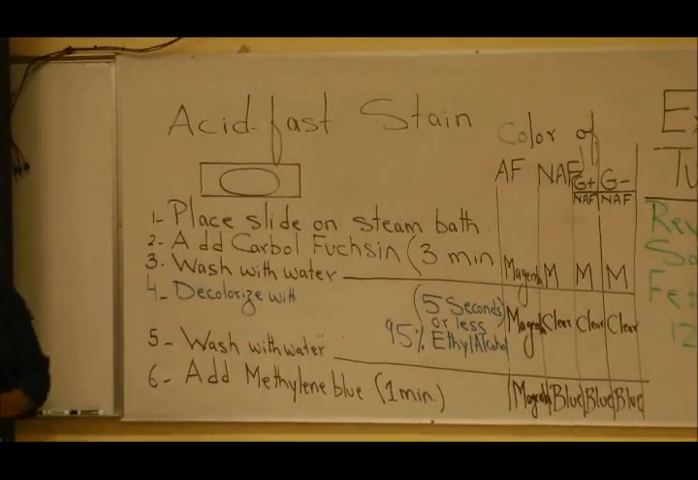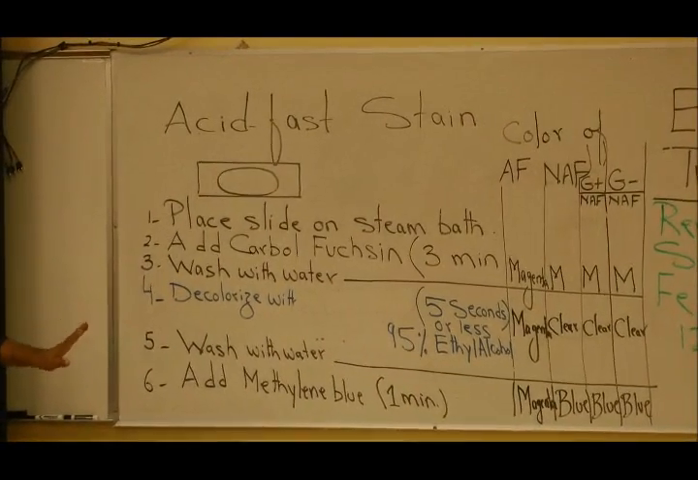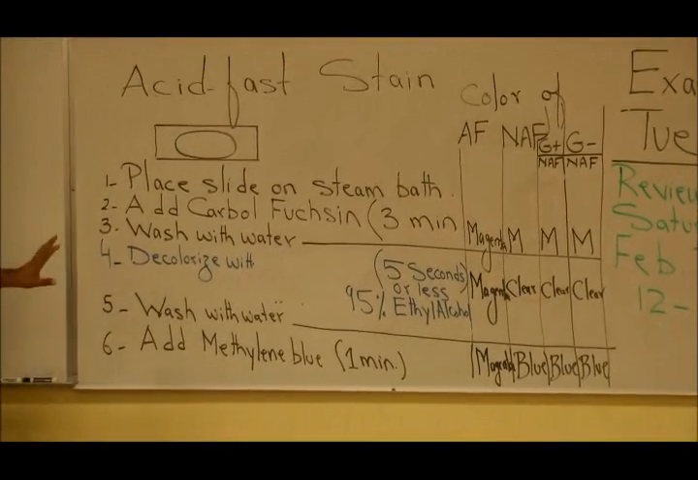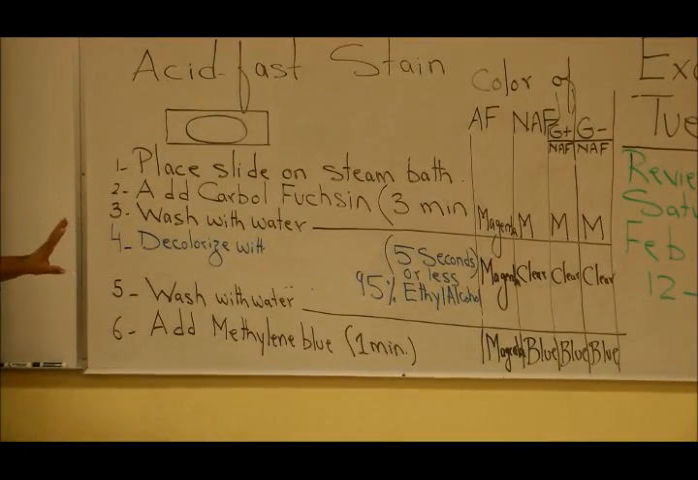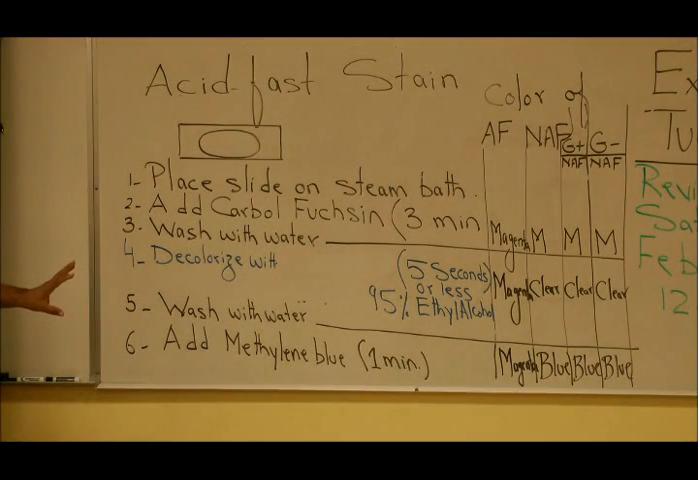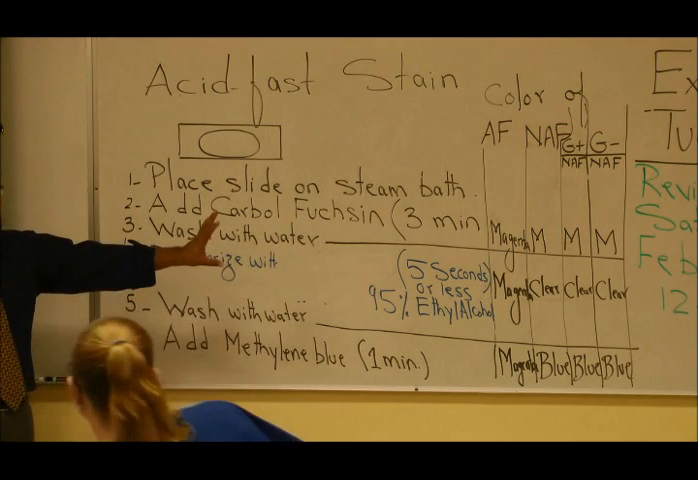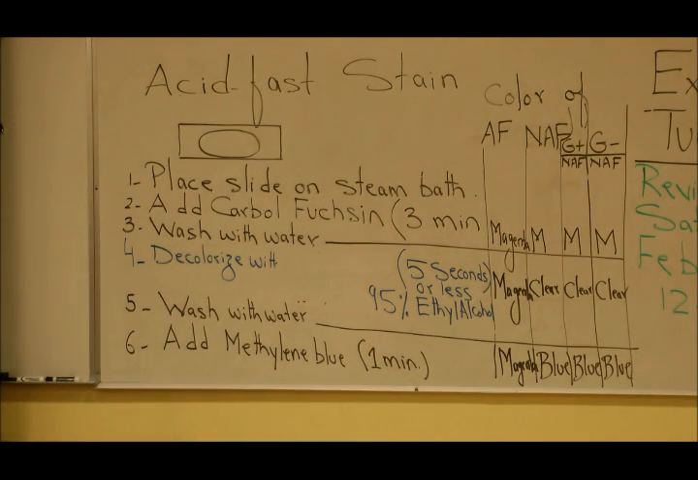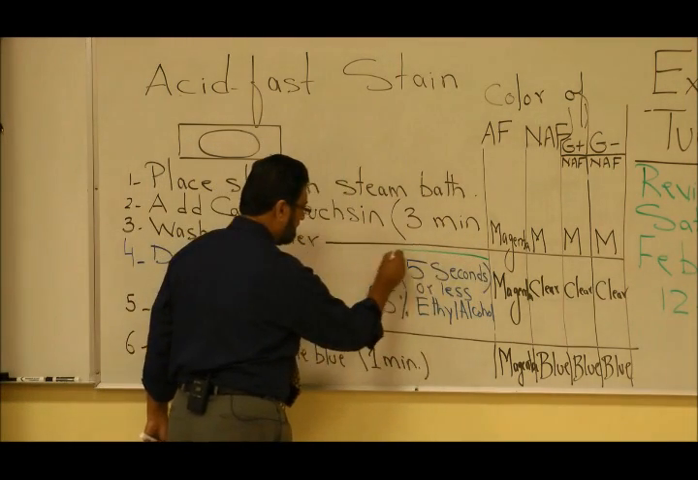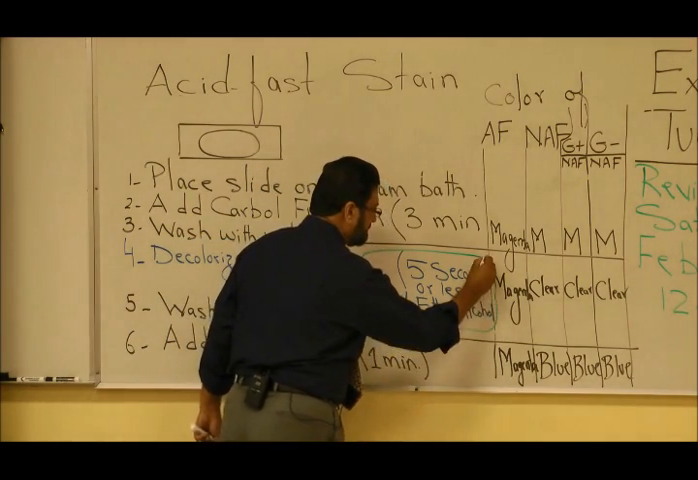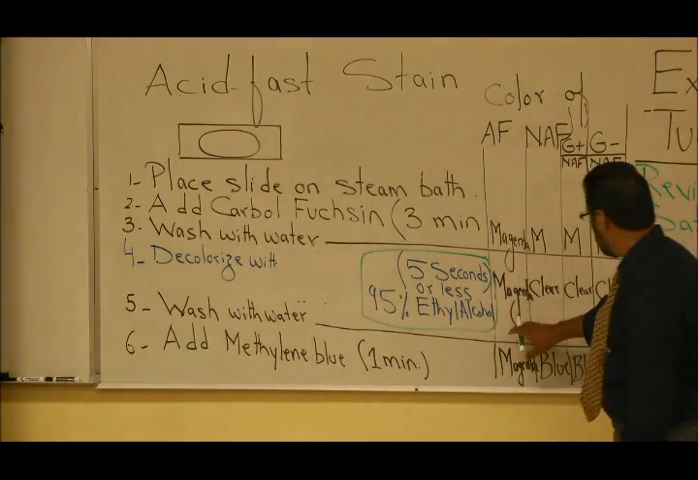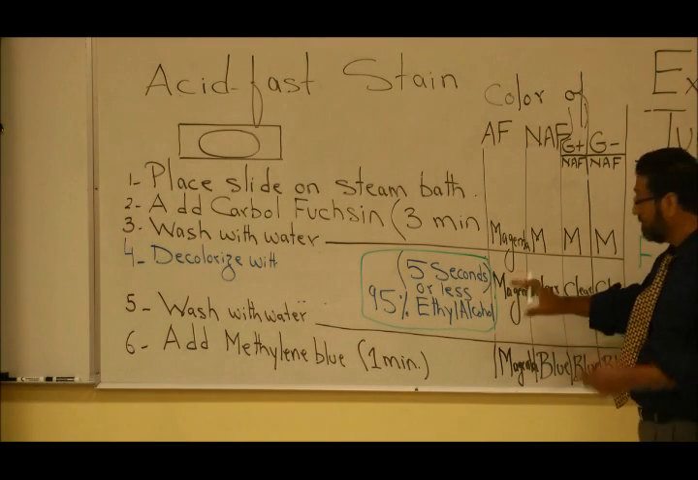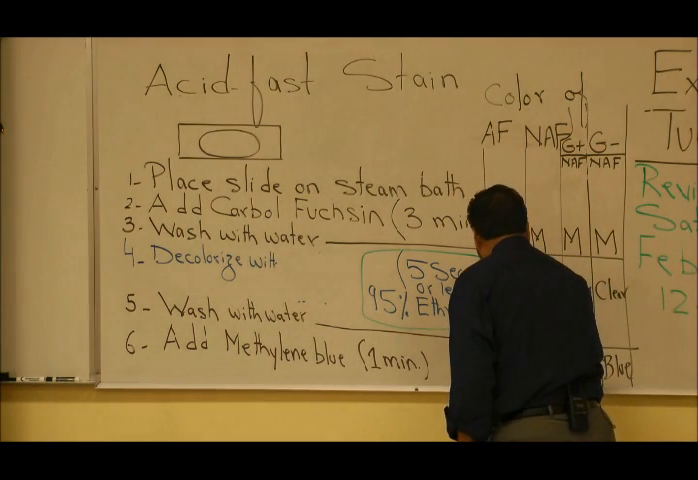Tell me the colors now, please. Only this step is different. Instead of using acid alcohol, you are using what? Ethyl alcohol. Tell me the colors of these bacteria, please. I'm going to write the colors in green. So you are using this. Now give me the color of acid fast bacteria. Magenta. Magenta, very good.